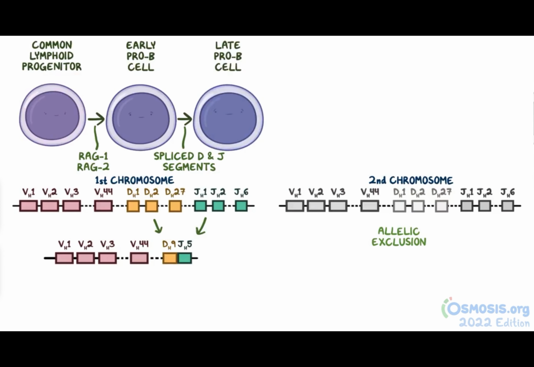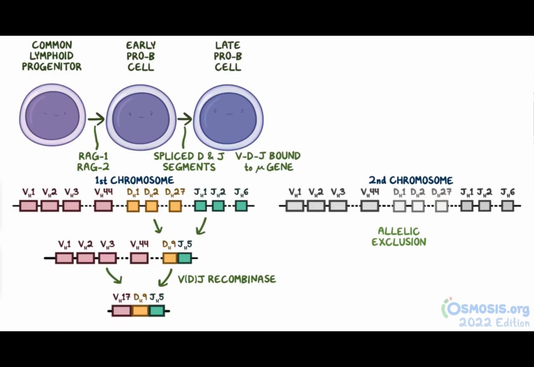Next, the late pro-B cell has to attach its DJ segment to a V gene segment, with the help of an additional enzyme called VDJ recombinase. Once the VDJ segment's combined, the full heavy chain's antigen binding site is complete, and needs to be recombined with the mu gene, which codes for the constant region of the antibody.